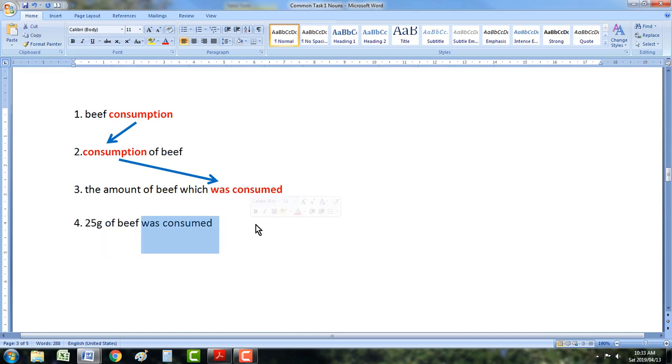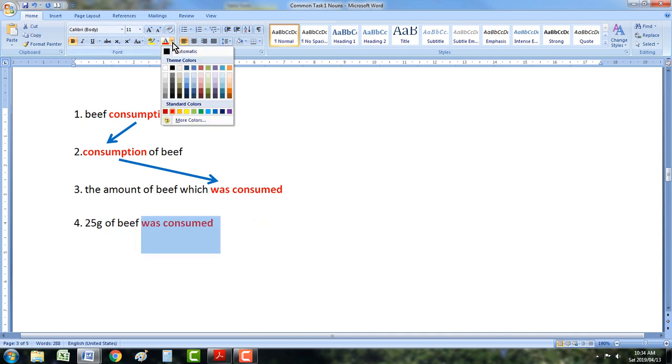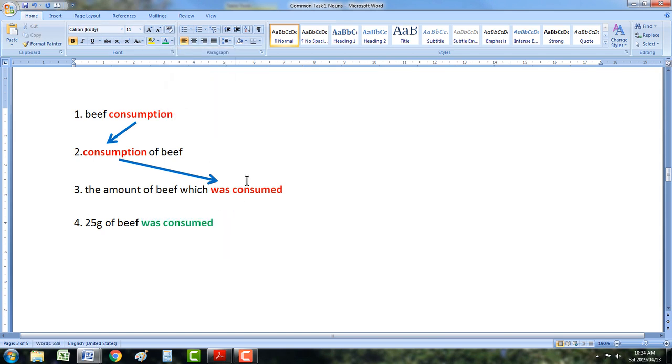The main thing I want you to notice here, this is the same as that, but it's not the same because it's the main verb. Here, this is just the noun phrase subject of the sentence. Here, this is the subject of the sentence. This is the main verb. So I'm not going to make it red. I'll make it a different color. It's the same as that, except it's not the same because here it's the main verb.